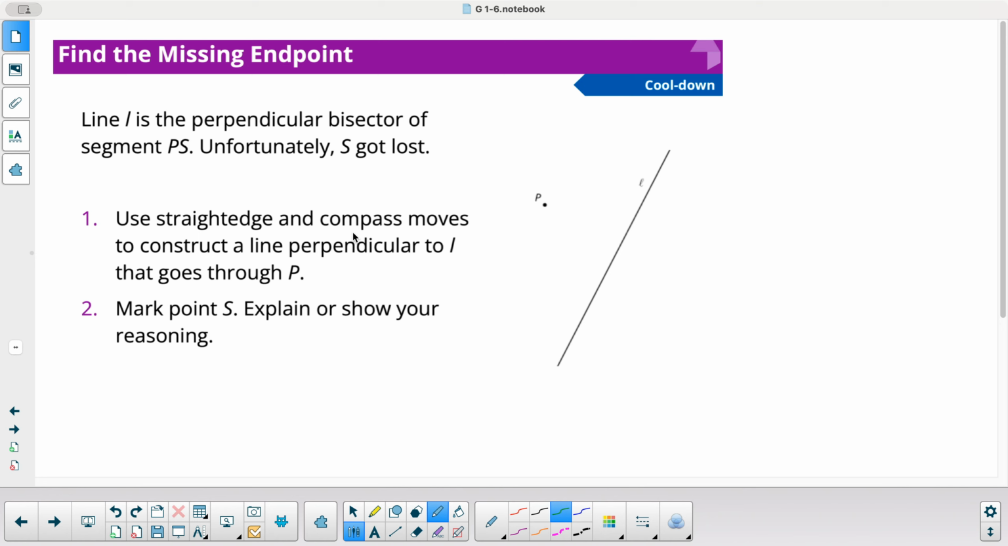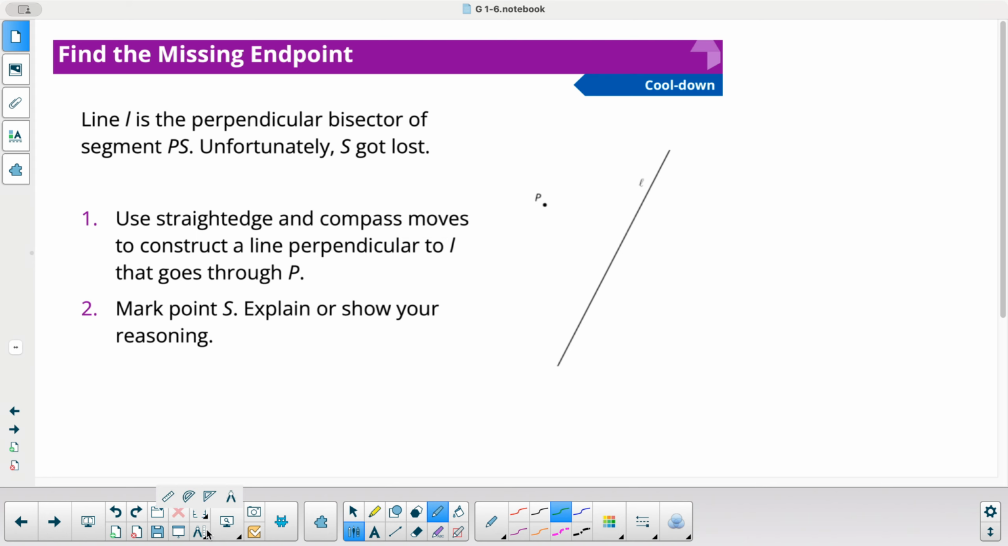All right, last thing. Line L is the perpendicular bisector of segment PS. Unfortunately, S got lost. Use a straight edge and compass moves to construct a line perpendicular to L that goes through P, and then mark point S. So this is what we did today.